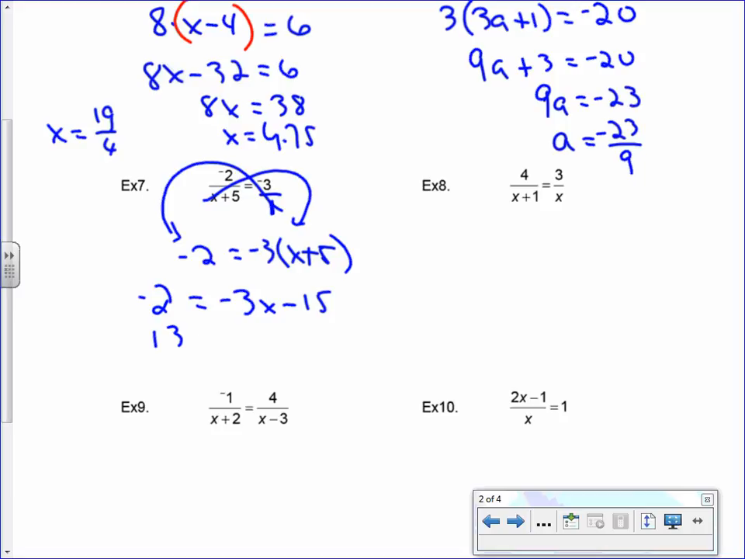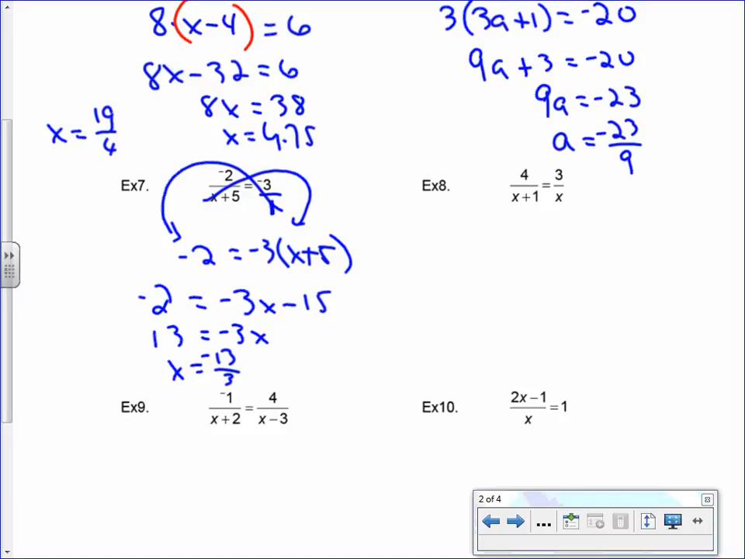And 13 equals negative 3x. Divide both sides by negative 3, not by 13, by negative 3. And I think once again, we're going to get a fraction that we don't want to write as a decimal answer there. Okay, 4.33333. You need to change that to math 1 and it'll change right away for us.